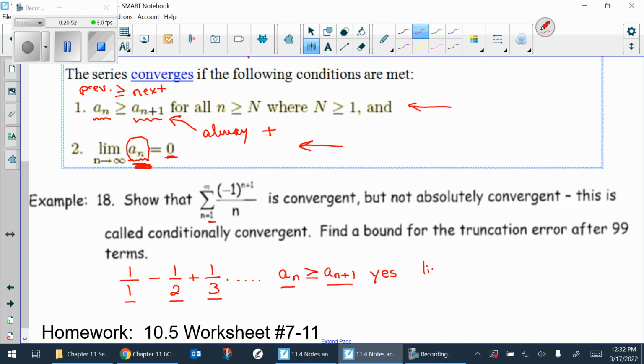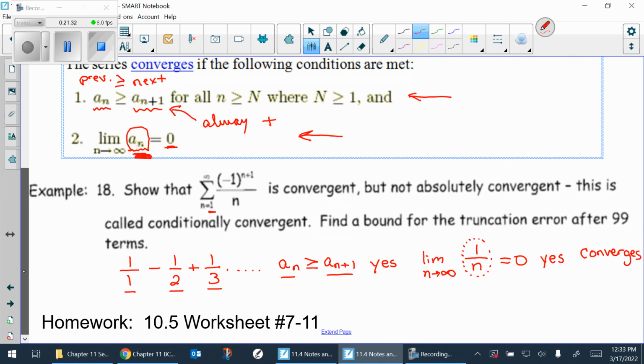And is the limit, as n approaches infinity, of 1 over n, remember we're not concerned about the top being positive or negative, we're saying the nth term, always being positive, is going to be this. Is that limit equal to 0? And the answer is yes again. So by alternating series test, this does indeed converge. Okay, cool.